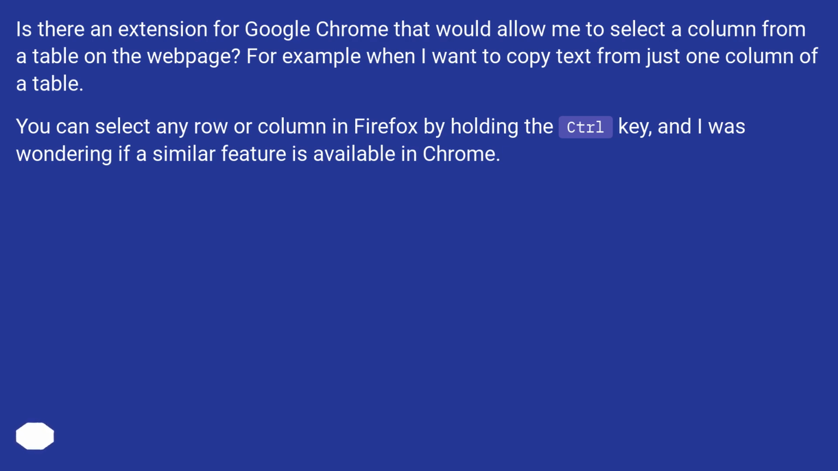Is there an extension for Google Chrome that would allow me to select a column from a table on the web page? For example, when I want to copy text from just one column of a table. You can select any row or column in Firefox by holding the Control key, and I was wondering if a similar feature is available in Chrome.